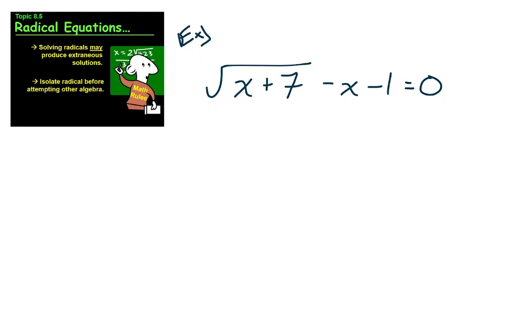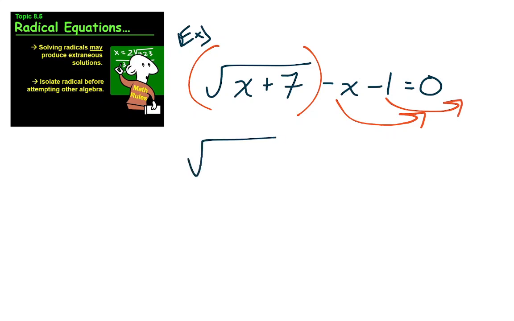Here's a radical equation, and the radical is not isolated. Nope, the square root of x plus 7, yeah, let's get these other numbers to the other side. You always want to isolate the radical. So I move negative x and I move negative 1, so I get x plus 1.